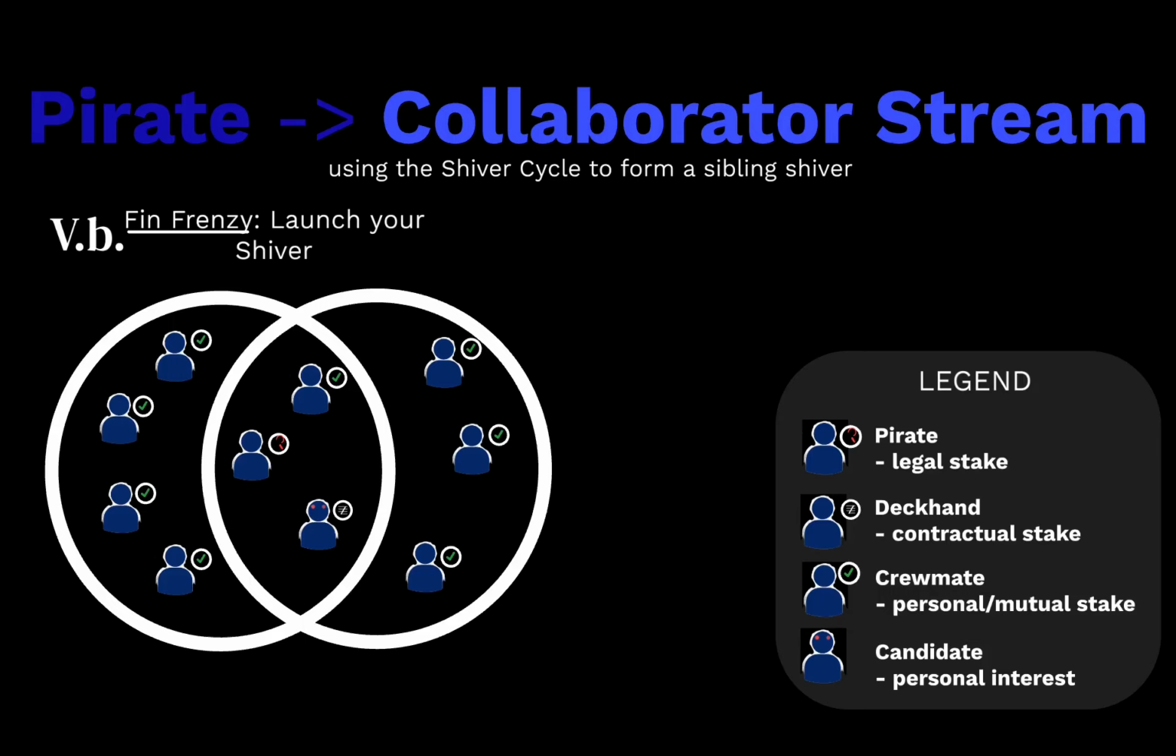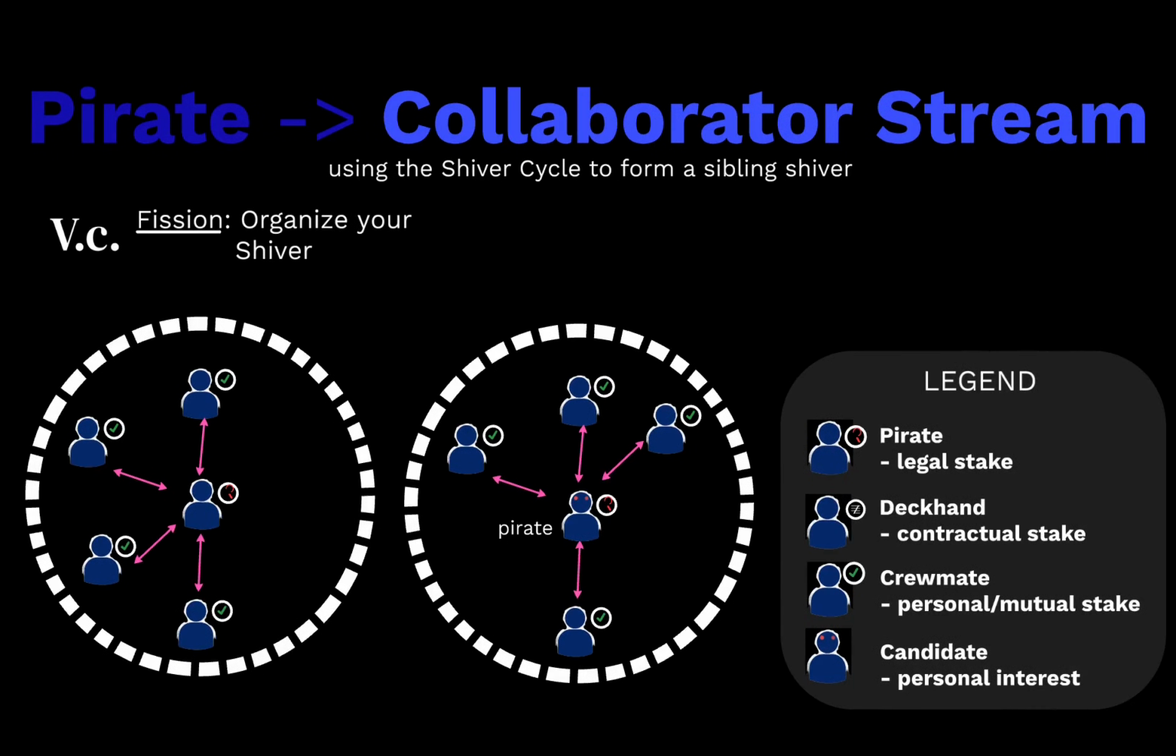And after you launch your shiver, the Fin Frenzy, we go to the next phase, organize your shiver, which is fission, where we actually separate. Now, people can be in both shivers at the same time, but they become two distinct separate entities. And one of the reasons we do that is because we're not trying to gobble everyone up. We're not trying to become the global company Blue Shark Friends. Our goal is to take care of our people. And if you have people you want to take care of, we want to support you in taking care of your people. And so we become two separate shivers.